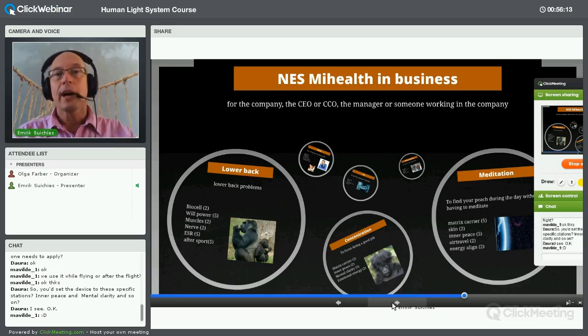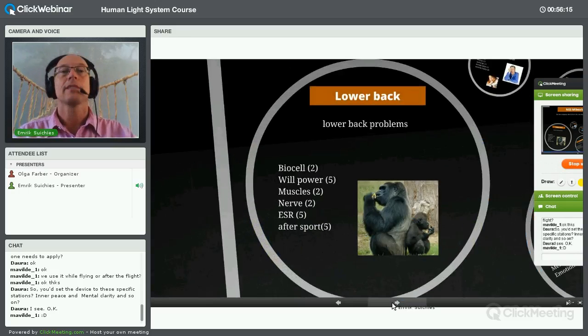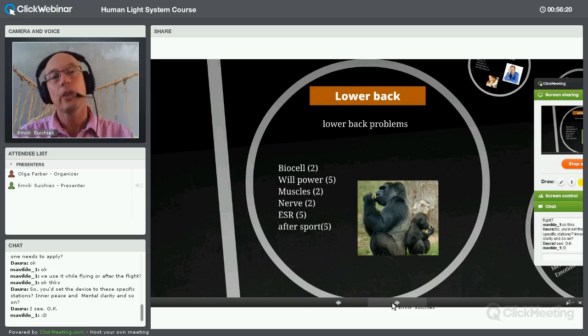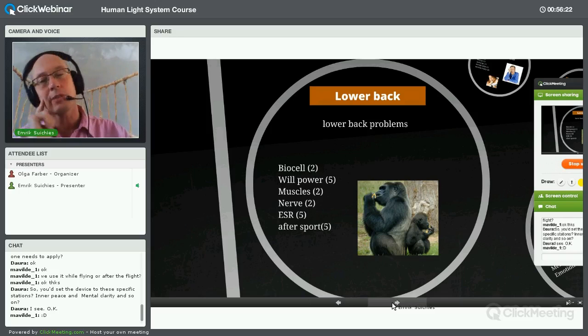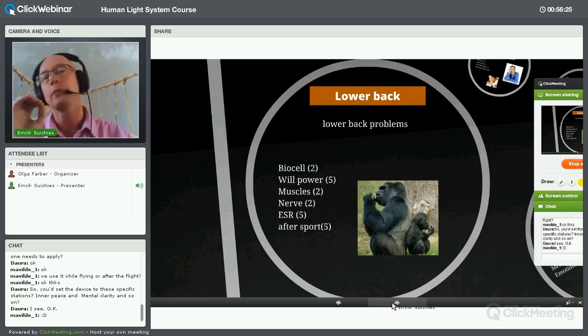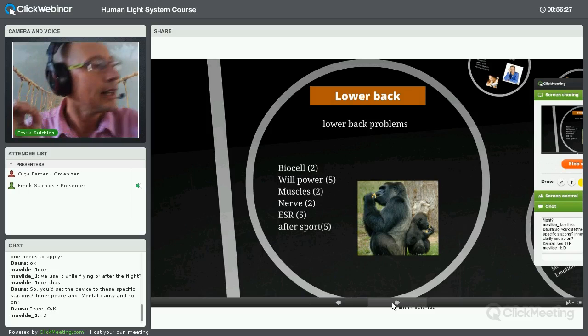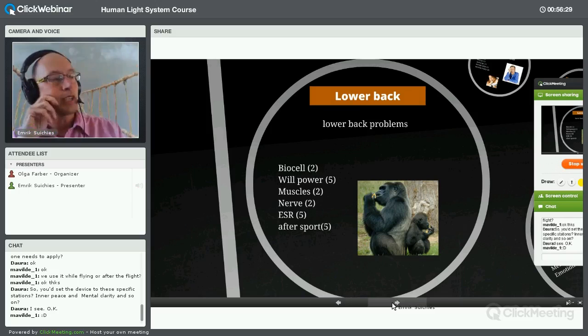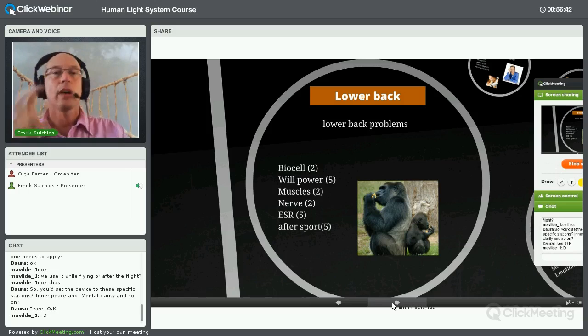We also use NES Mihealth in companies. For example, a lot of people have lower back problems. We use, again, BioCell, and maybe you notice, we always start with BioCell. BioCell is the frequency which is preparing the mitochondrion in our cells to do their job. So I always say start BioCell, and you just have to start for a few minutes.